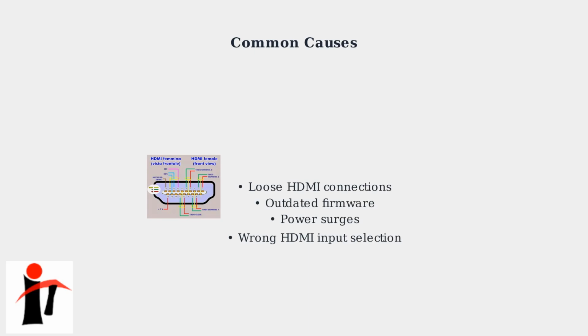The HDMI handshake process involves the cable box sending an authentication signal to the TV, and if this fails, the A1E error occurs. Common culprits include loose HDMI connections, outdated firmware on the cable box, power surges, or even selecting the wrong HDMI input on your TV.